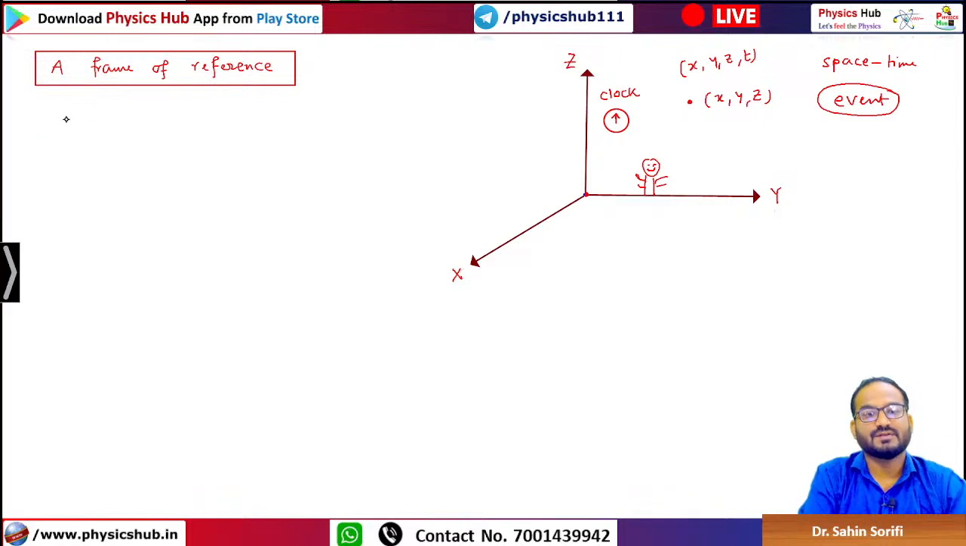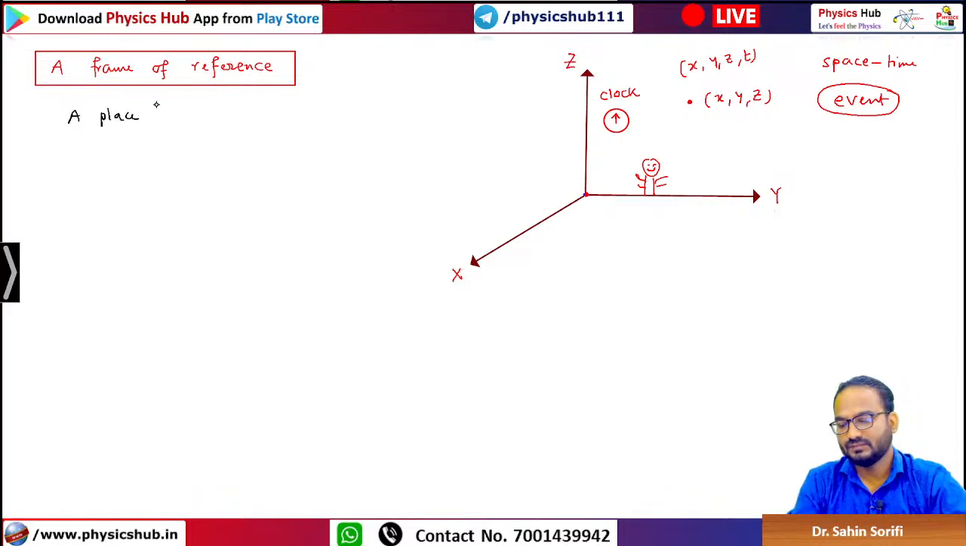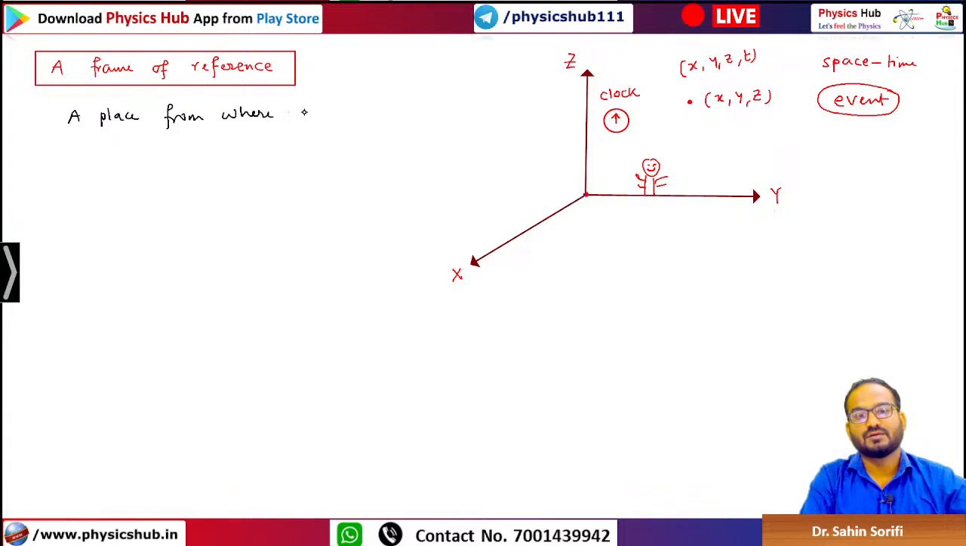So the basic definition: a place from where observations are made is called the frame of reference.